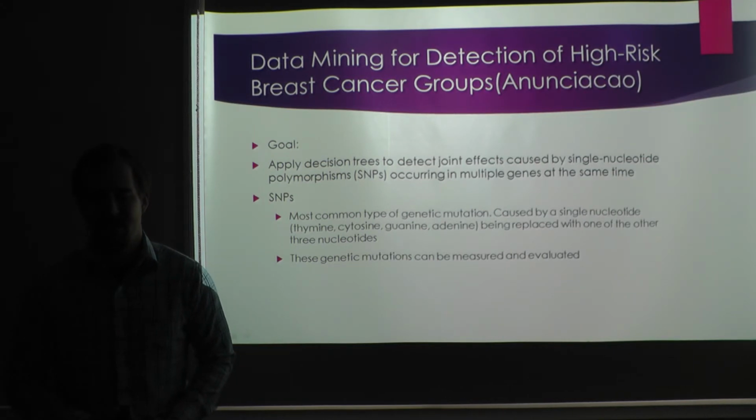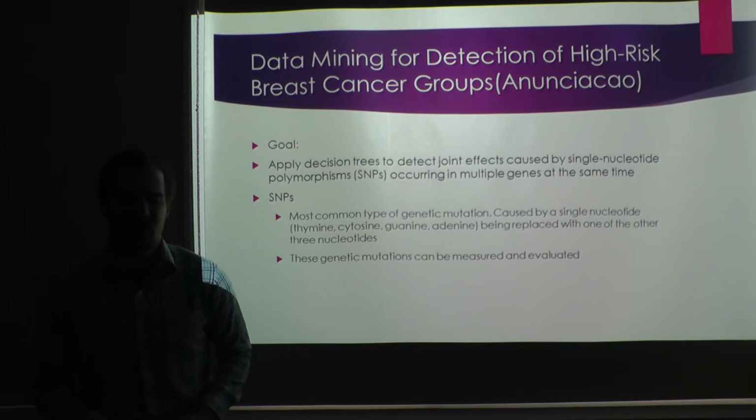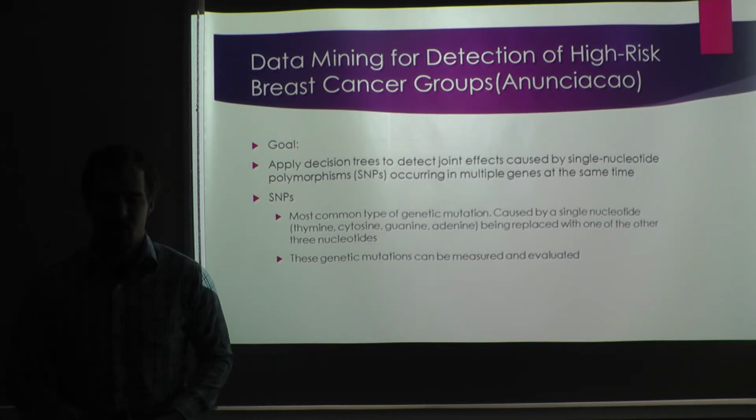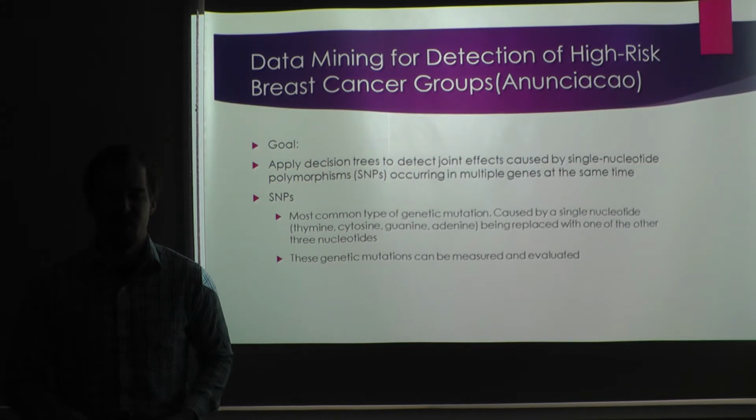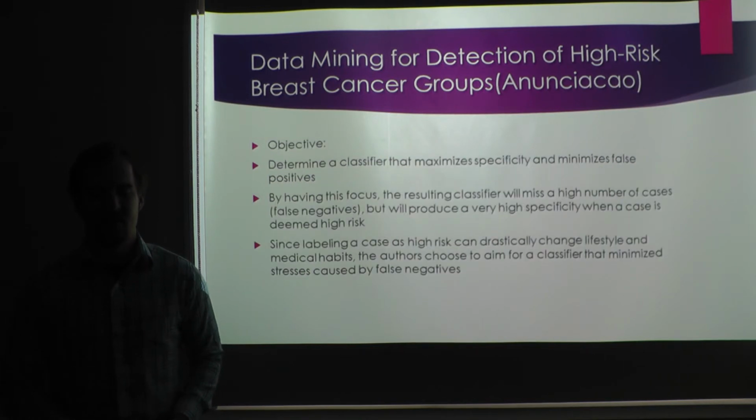So the next study was data mining for detection of high-risk breast cancer groups. A decision tree was applied to detect joint effects caused by single nucleotide polymorphisms occurring in multiple genes at the same time. And so this SNPs is the most common type of genetic mutation. That's when a single nucleotide is actually replaced with one of the other 3 possible nucleotides. And these genetic mutations can actually be measured, evaluated, and analyzed.